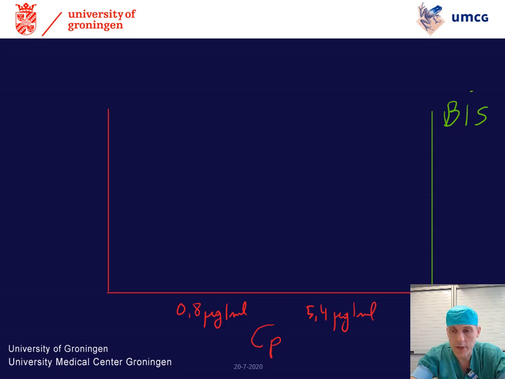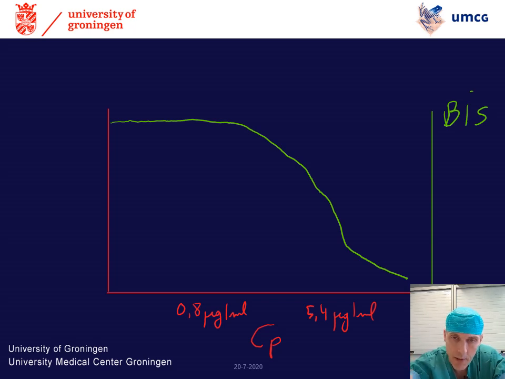Another way of representing the time delay between your plasma concentration and the measured effect is this way. When we induce a patient by administering a continuous infusion of propofol, you will see a decrease in the BIS over time. And for example, at a certain time point, you will see loss of consciousness, and this will be at a certain plasma concentration. This is just an example, 5.4 micrograms per milliliter.